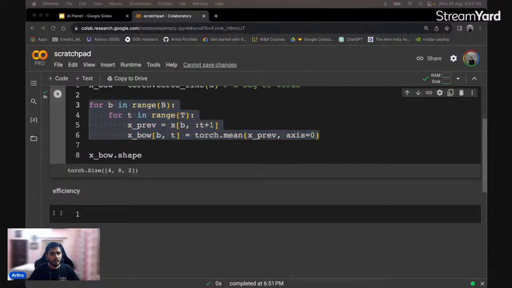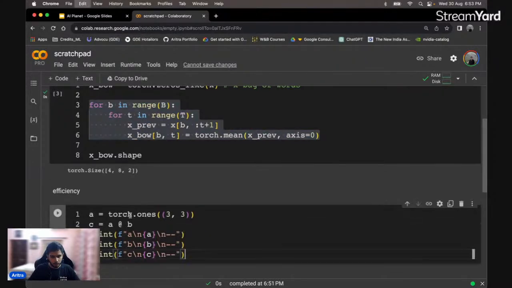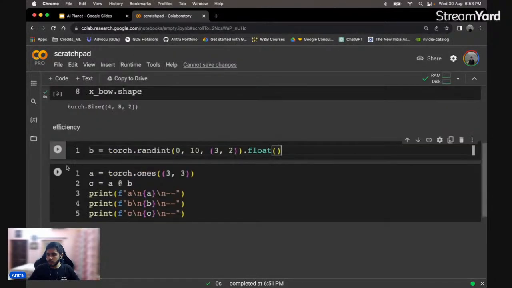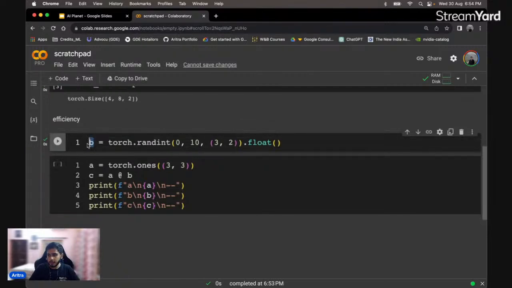With this, I'm going to take a detour and copy paste a bunch of code. I have a b tensor, and forget about everything, just focus on the efficiency of average. Forget about vectors, forget about words, forget about NLP right now. Just think about how to make averaging a little more efficient. This is just a vector b, with a range of 0 to 10, of shape 3 by 2, a float tensor.